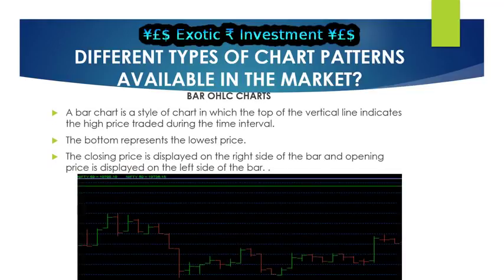What happens in a bar OHLC chart? In a bar OHLC chart, we will see the high, low, close and open as well. The highest point is represented here, the lowest point is at the bottommost, and the closing price is displayed on the right side, as we have seen in the bar HLC chart. The opening price will always be displayed to the left. If it is green, the opening will be on the left and below the closing price, and if it is a red candle, the opening will be at the top and the closing, that is the right bar, will be at the bottom.